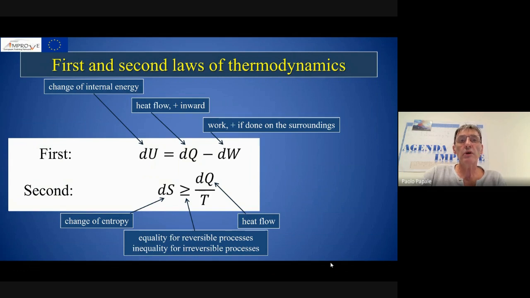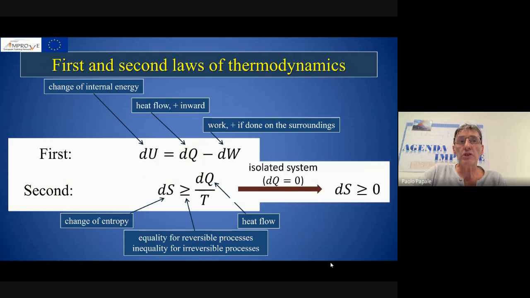What does the second law tell us? It tells us that there is a quantity called entropy, which, for an isolated system, that is, a system left to spontaneous evolution, cannot decrease. It can only increase if the processes that occur are irreversible or remain constant if the processes are reversible. Let's try to understand this a bit better.